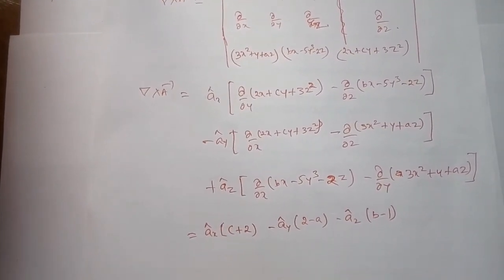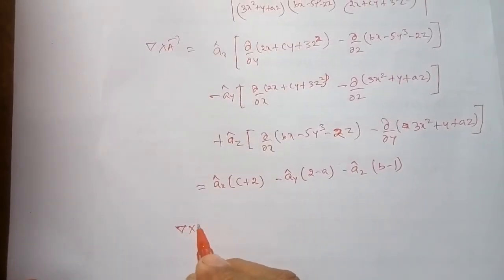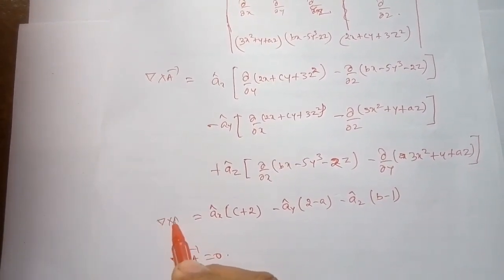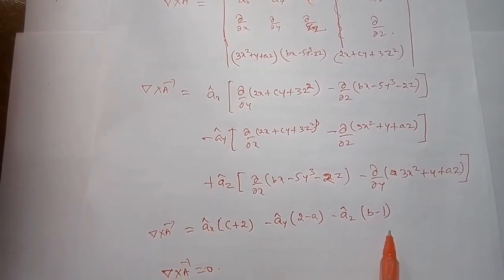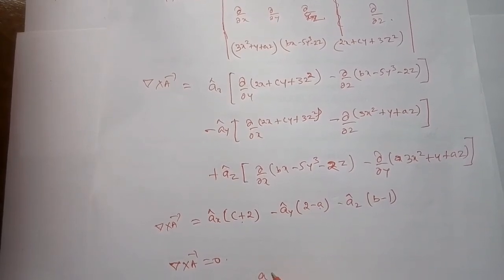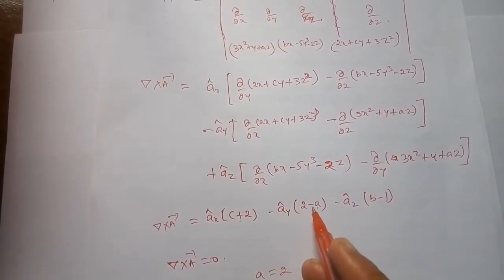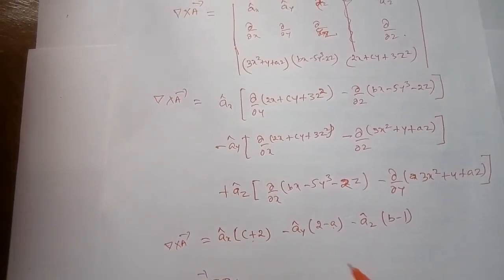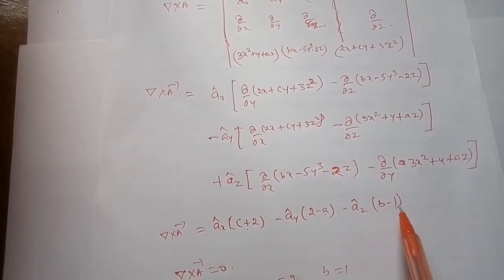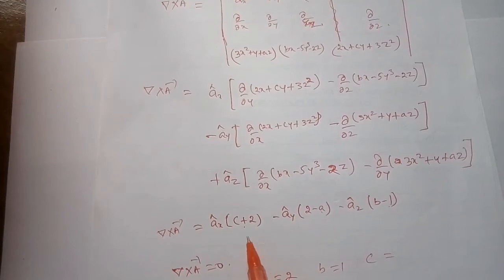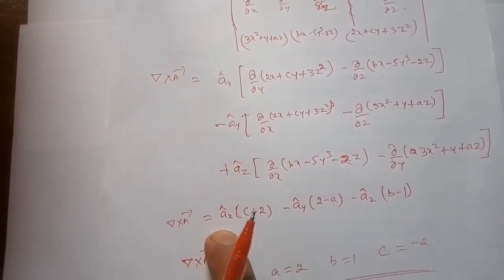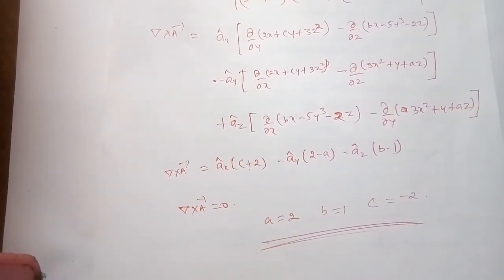So I told you, irrotational means del cross A is equal to 0. So now we have to find out for what values of a, b, c this is 0. You find that a is equal to 2; if you put 2, then 2 minus 2 is 0. So b is equal to 1, if you put that, that will take care. c is equal to minus 2, if you put that. So for these values, the curl of the vector A becomes 0.